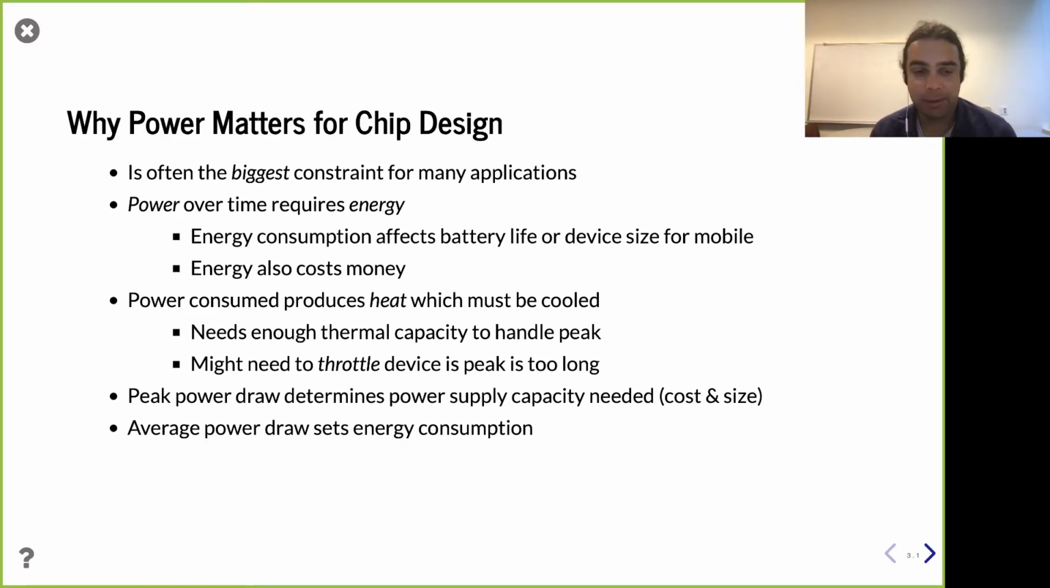Of course, most modern electronics now have the ability to measure their own temperature and then throttle and slow themselves down to reduce their power expenditure if they have to. But it can be a problem. So that's just the heat issue for power.